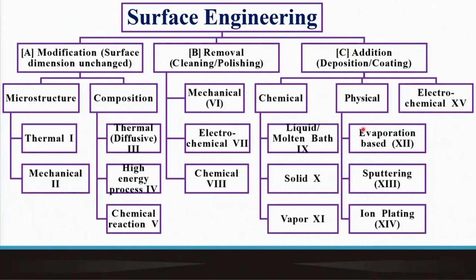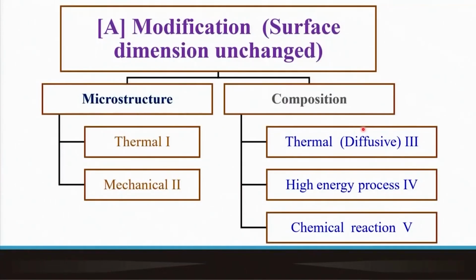So depending on what kind of approach we are taking, let's keep in mind that we are talking about three possibilities. Either we don't do anything at all to the dimension, we keep the dimension fixed, and yet we make certain modifications in terms of composition or microstructure.